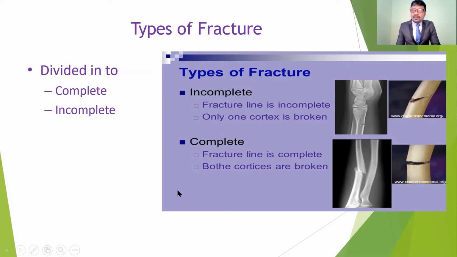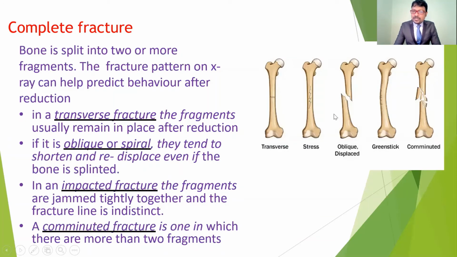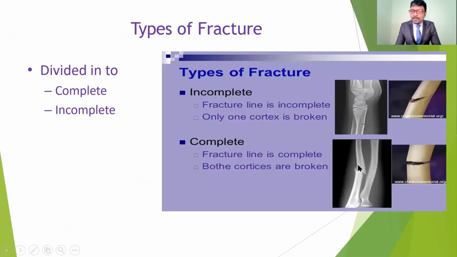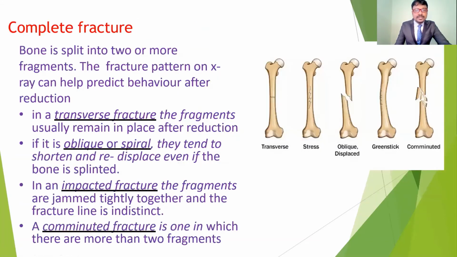Coming to the complete fracture, the fracture fragments are complete, and both cortices are broken. Here, both sides have the fracture. This is the complete fracture. The fragments are separated, and there is a break at both sides of the cortex. So these are the two types of fractures: complete fracture and incomplete fracture.